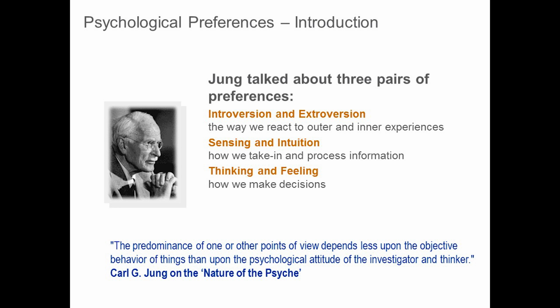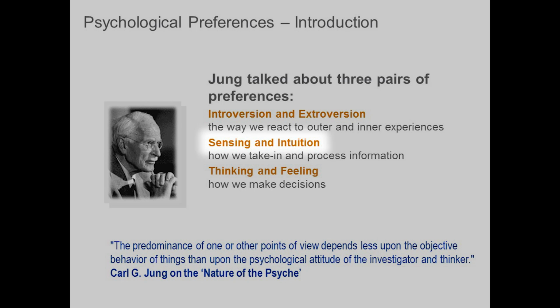Wherever someone falls in that spectrum, they also gather information. And Jung defined these as functions. The functions of sensing and intuition are the ways in which Carl Jung suggested people gather information.